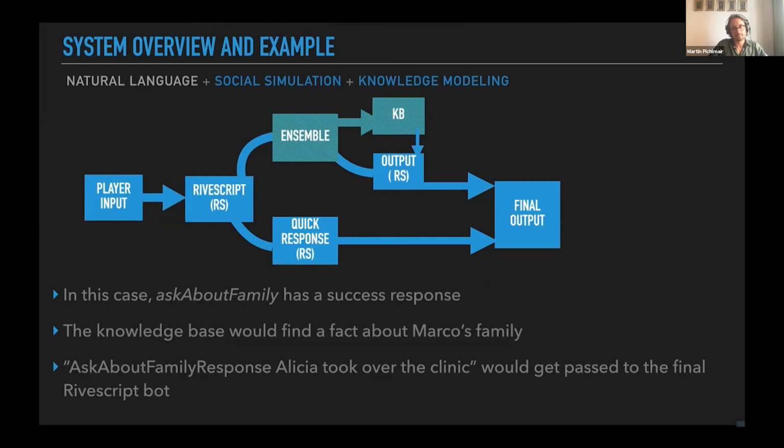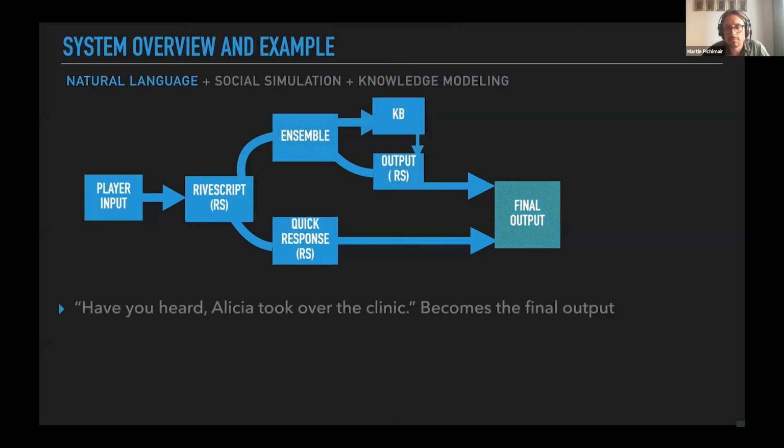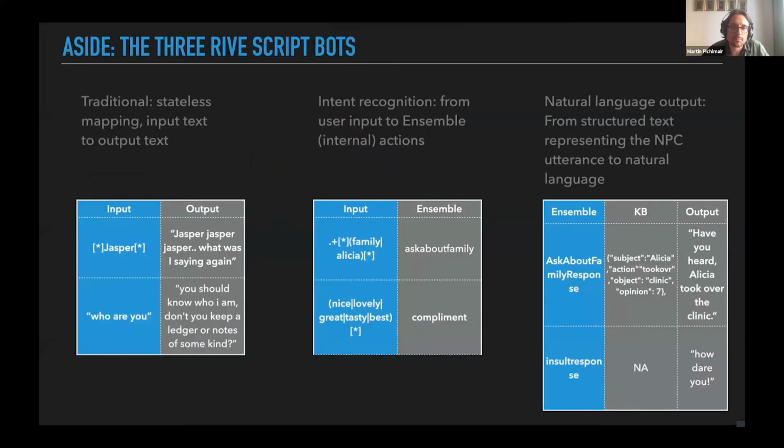It then grabs a fact from the knowledge base about his daughter Alicia, like how she recently took over the town's clinic. If this were the case, the "Ask about family" response, "Alicia took over the clinic," would get parsed through RiveScript and mapped to, "Have you heard? Alicia took over the clinic."